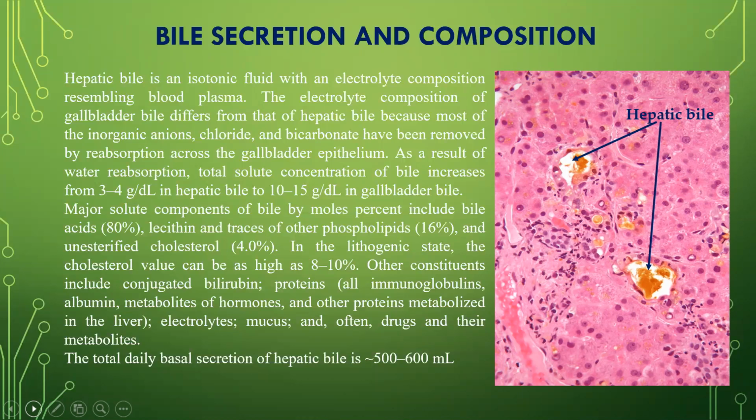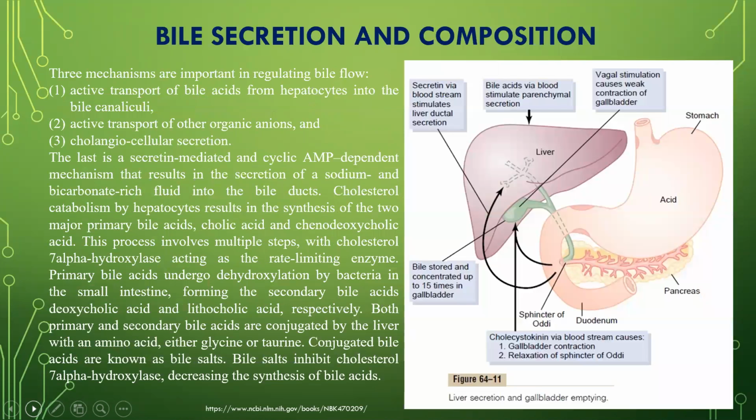Major solute components of the bile by most percent include bile acids, lecithin, and traces of other phospholipids and unesterified cholesterol. In the lithogenic state, the cholesterol value can be as high as 8 to 10%. Other constituents include conjugated bilirubin, proteins, electrolytes, mucus, and often drugs and their metabolites. The total basal secretion of hepatic bile is around 600 milliliters.